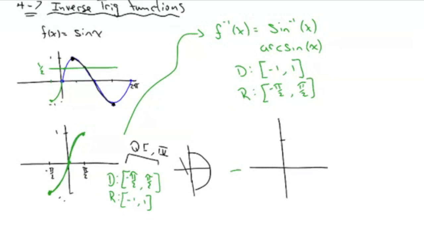Well, the range is pi over 2 to negative pi over 2. And the domain is 1 to negative 1. And we know what points to plot. This one has negative pi over 2, negative 1. So you take the coordinates and switch them. It becomes negative 1, negative pi over 2. So it's down here. You get 0, 0, and you get 1, pi over 2.